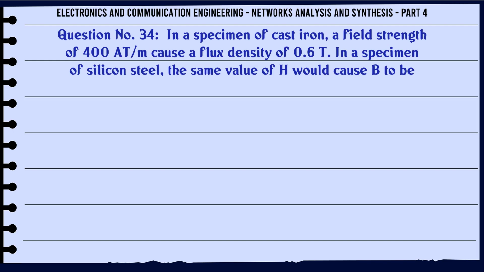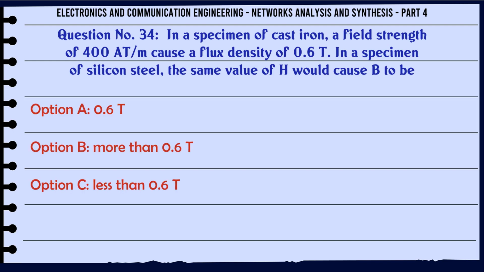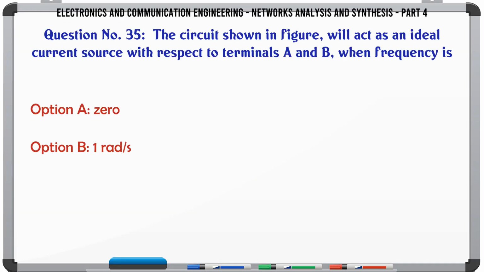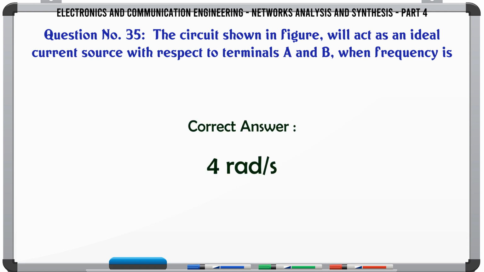In a specimen of cast iron, a field strength of 400 AT/m causes a flux density of 0.6 T. In a specimen of silicon steel, the same value of H would cause B to be A 0.6 T, B more than 0.6 T, C less than 0.6 T, D 0.6 T or less than 0.6 T. The correct answer is 0.6 T or less than 0.6 T. The circuit shown in the figure will act as an ideal current source with respect to terminals A and B when frequency is A 0, B 1 rad/s, C 4 rad/s, D 16 rad/s. The correct answer is 4 rad/s.